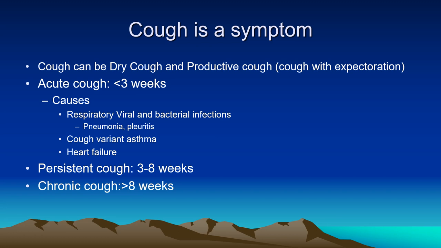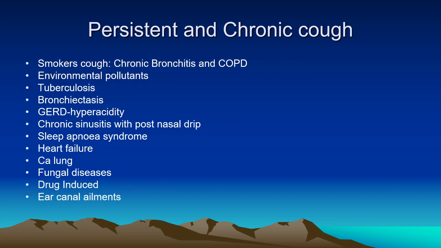Persistent cough can be between 3 to 8 weeks and chronic cough is considered when it is more than 8 weeks. Causes of persistent chronic cough are varied. Most important causes: smoker's cough, chronic bronchitis and COPD, environmental pollutants, tuberculosis, bronchiectasis, chronic sinusitis with post-nasal drip, sleep apnea syndrome, heart failure, chronic heart failure, carcinoma lung, pulmonary fungal disorders, drug induced is important, and sometimes reflex, ear canal ailments can also reflex the cause cough.